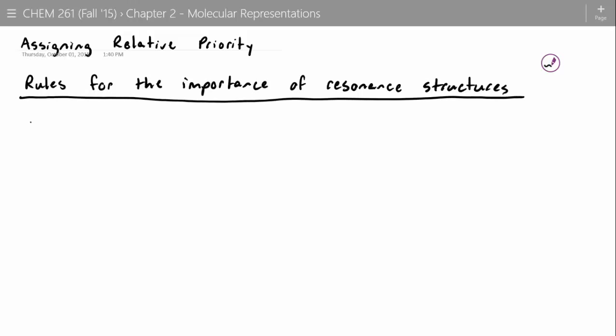All right, rule number 1 is full octets take priority. And this is something that's a little counterintuitive. And let's take an example of this. I want you guys to draw the Lewis dot structure for carbon monoxide, CO. So there should be a total of 10 electrons in this system.